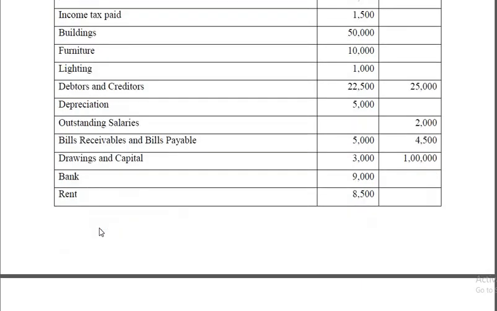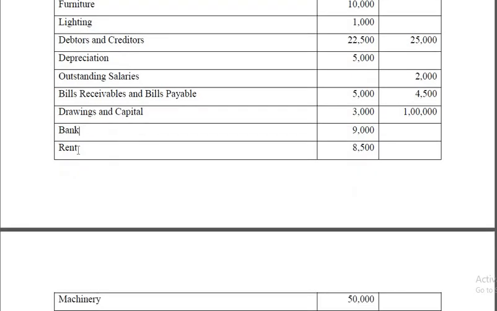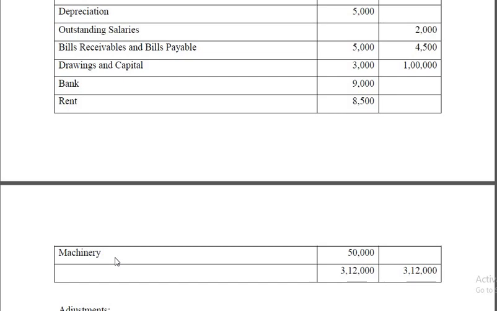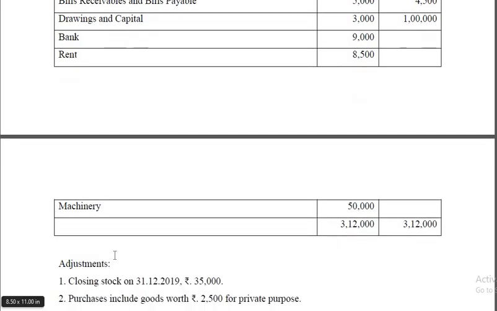Drawings should be deducted from capital, and capital will appear on the liability side of the balance sheet. From that, you have to deduct the drawings. Similarly, further items which are taken as drawings. So total drawings should be deducted from capital. The bank balance will come to the asset side of the balance sheet. Then the rent will be a debit balance, so debit side of profit and loss account. Machinery will come to the asset side of the balance sheet.